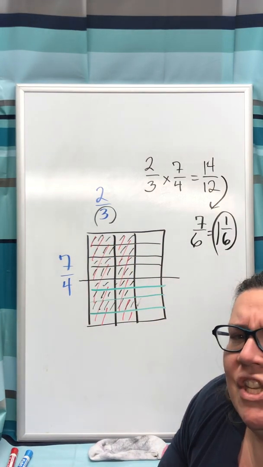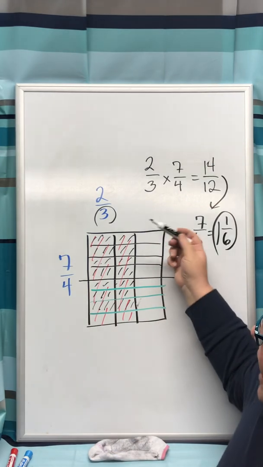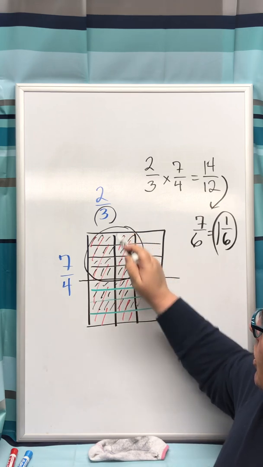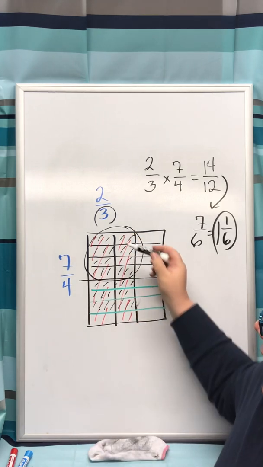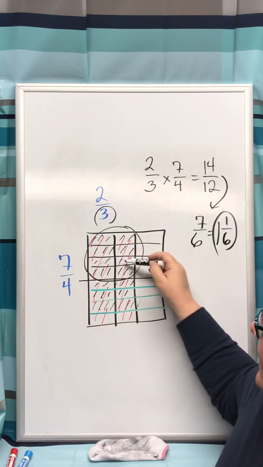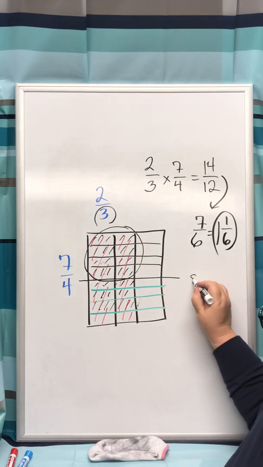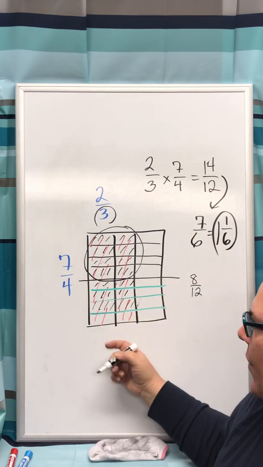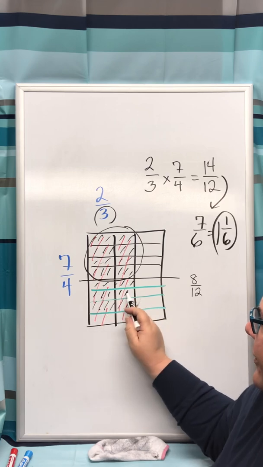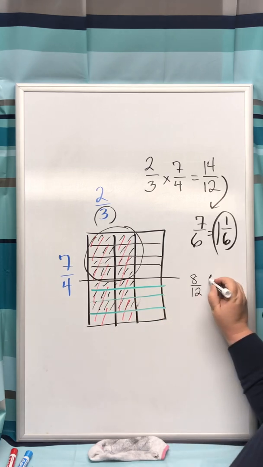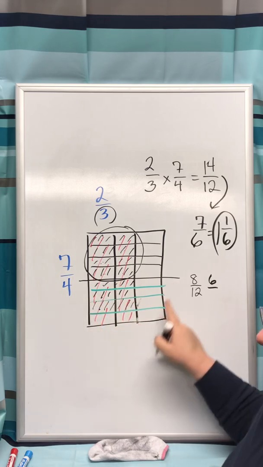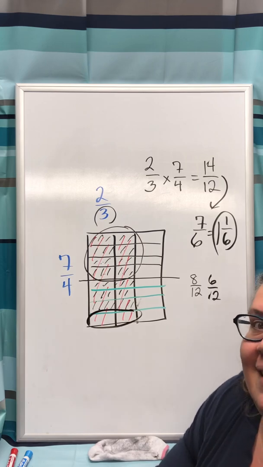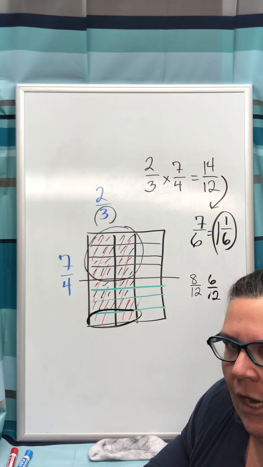Now, this is the part that you have to be careful about. So I actually have in one whole, remember this was the whole, I have 1, 2, 3, 4, 5, 6, 7, 8 out of 12. On the second one, I have 1, 2, 3, 4, 5, 6 out of 12. Because remember, we're not going to count these because they didn't overlap in colors. It's only a single color there.